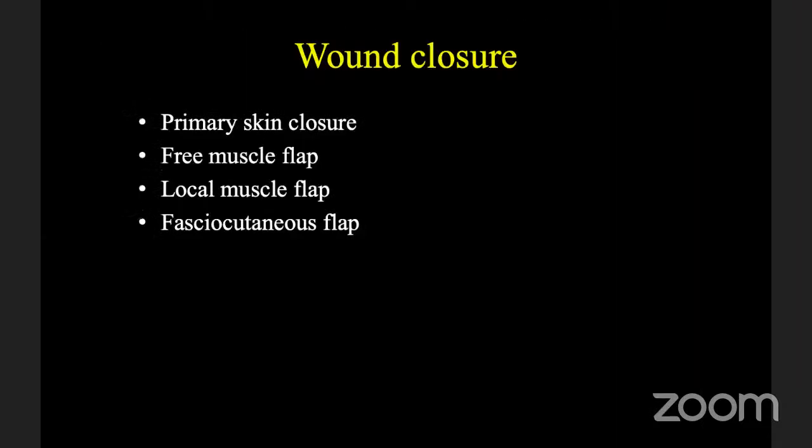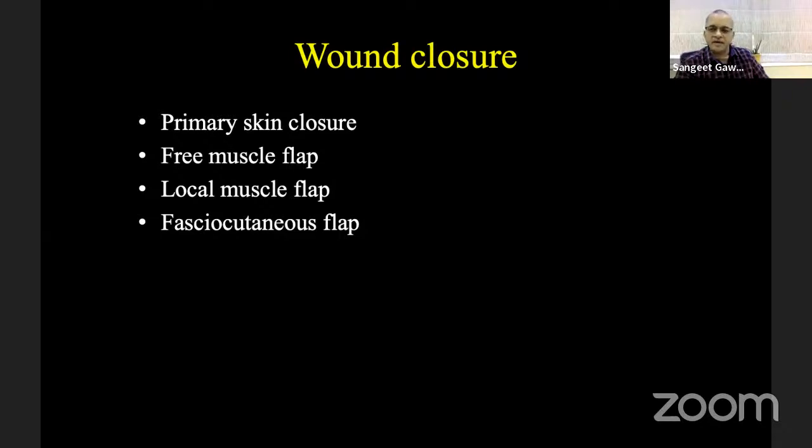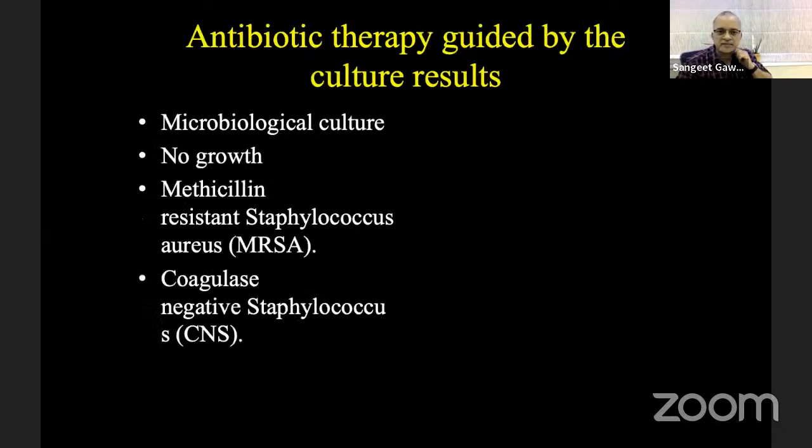Wound closure can be managed either primarily by a skin closure or a free muscle flap or a local muscle flap or a fasciocutaneous flap to increase the blood supply in an avascular area. Appropriate antibiotics have to be started after doing the cultures. Most often in such long non-unions, which are over a long period, no growths are seen.